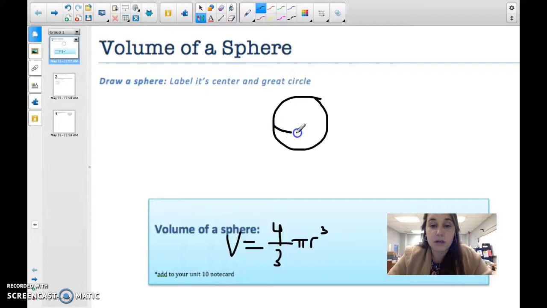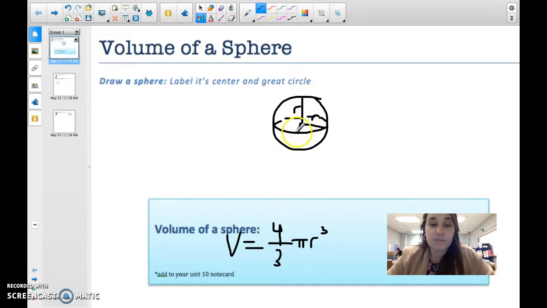A sphere is a three-dimensional circle. Just something to note is that the radius goes in all directions. Your radius is from the center outwards in any direction. So it could be right there, or it could be going straight up, or it could be coming towards you. All of those distances from the center to the outside of the sphere are the radius.